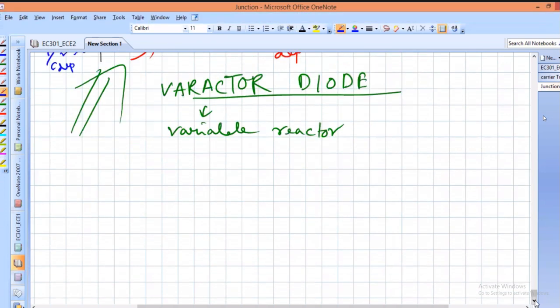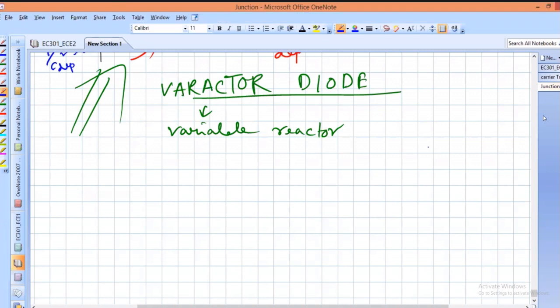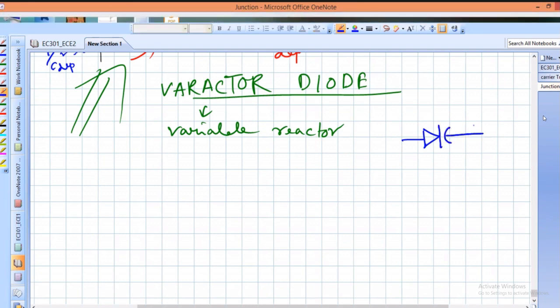Let's move on to the design of the Varactor diode, because it is given in your syllabus briefly. Varactor diode symbol. This is the diode symbol, student, and the capacitor symbol is like that. So this is the symbol of the Varactor diode.